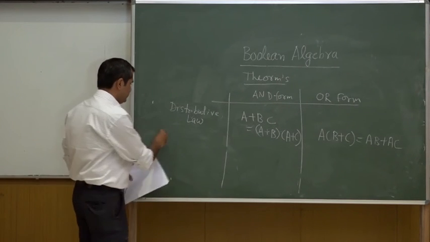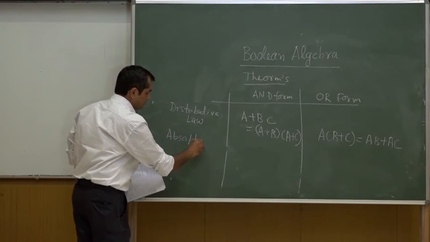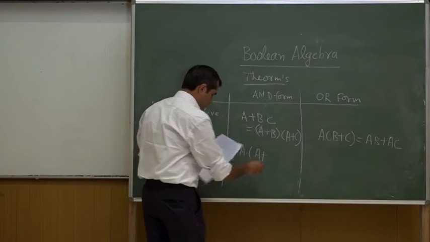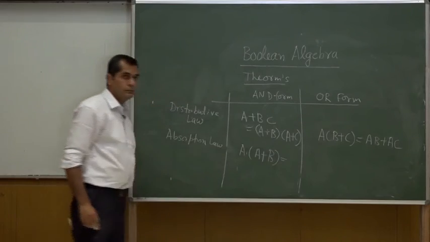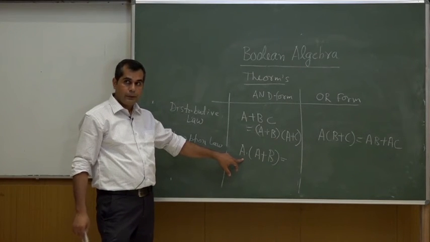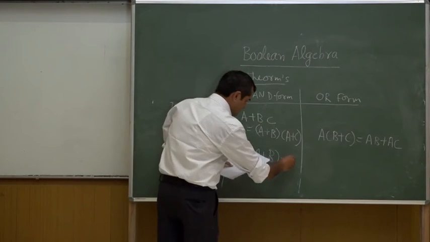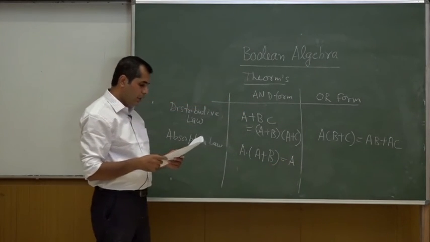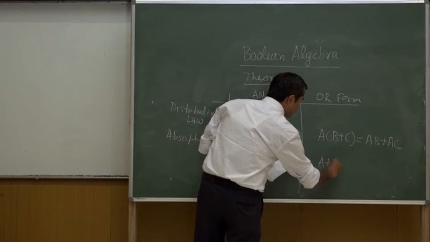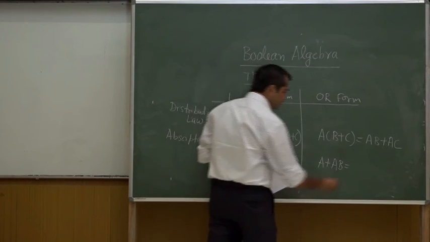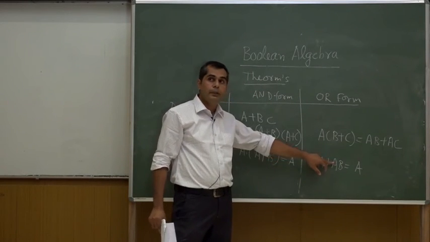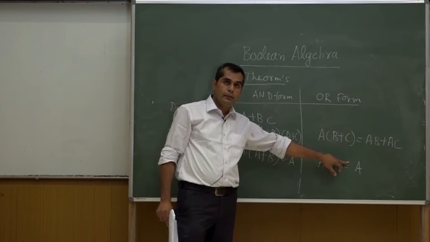And then we have absorption law. Absorption law states that A dot (A plus B) is, can you tell me, do some exercise and tell me what its value is? A into (A plus B) is always A. B is absorbed, that is why it is called absorption law. And then we have A plus AB in OR form, and A plus AB is again A. You can take A out as a common, and in bracket you will find 1 plus B. 1 plus B is always 1, so 1 into A is again A. Is it clear?